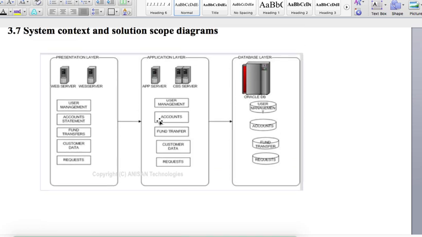And if you see, this is also another way of providing the context diagram. In this case, the presentation layer is what the user will see in the front. The web servers they will obviously not see, but they will see user management, account statement, fund transfers, customer data, and requests once they log in. These are the parts they will see.